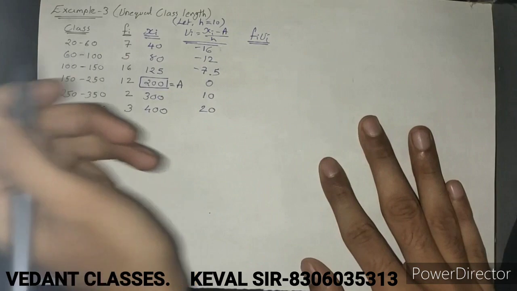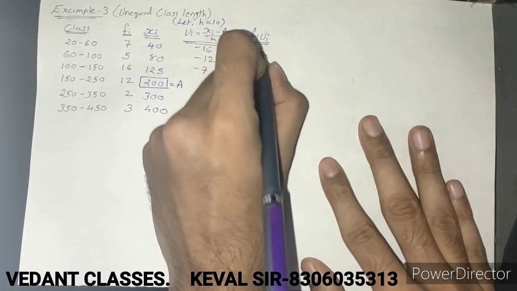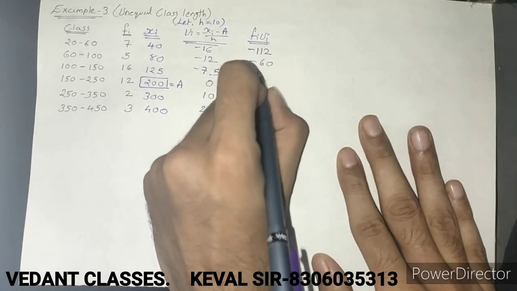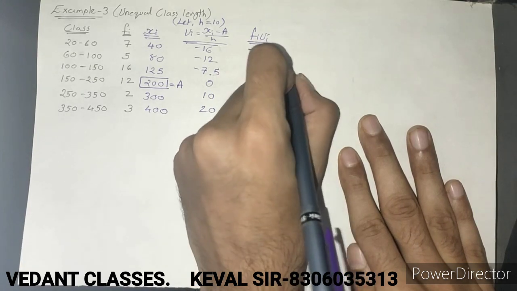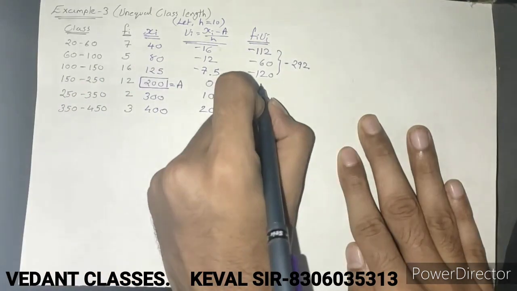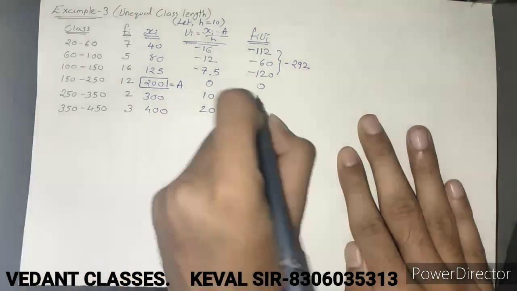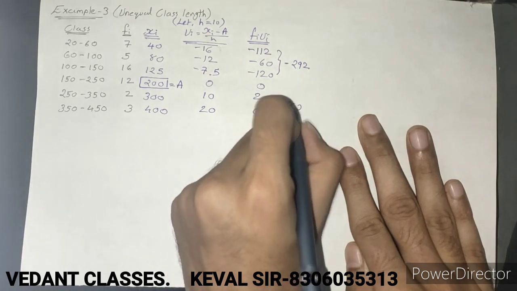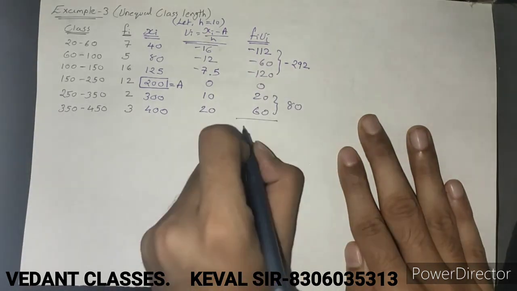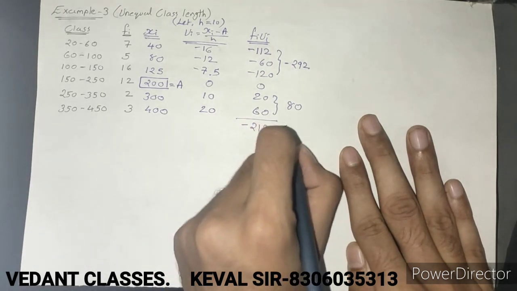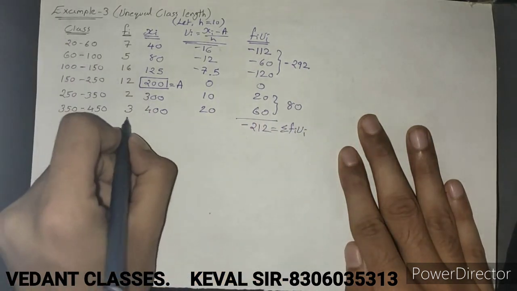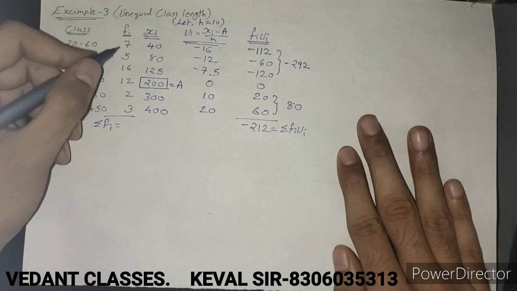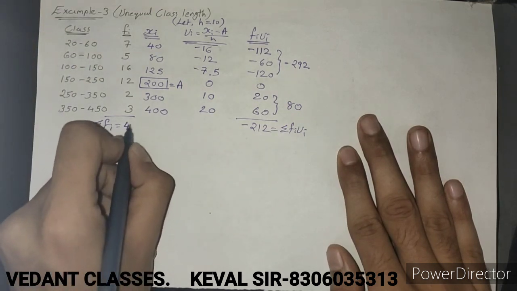So the value of fi ui: 16 into 7, this will be 112, then the next will be 60, this will be minus 120. Here the net value will turn out to be minus 212. Then for the fourth case it will be 0, then it will be 20, and it will be 60. Here the net value is positive 80. Okay, so net value is easy to calculate, minus 212 sigma fi ui. Now let's count the value of sigma fi. The value of sigma fi is 45.